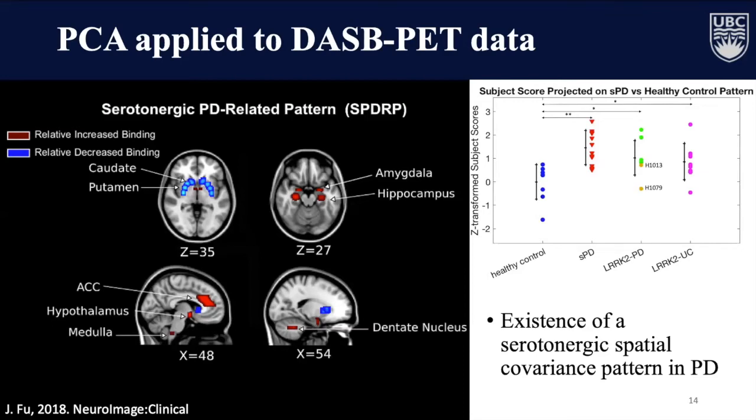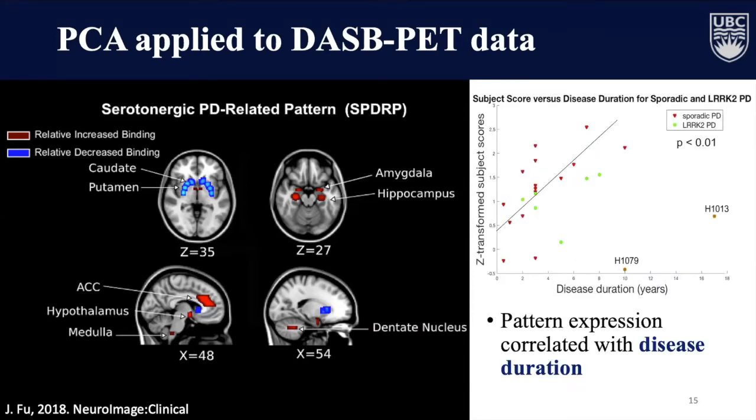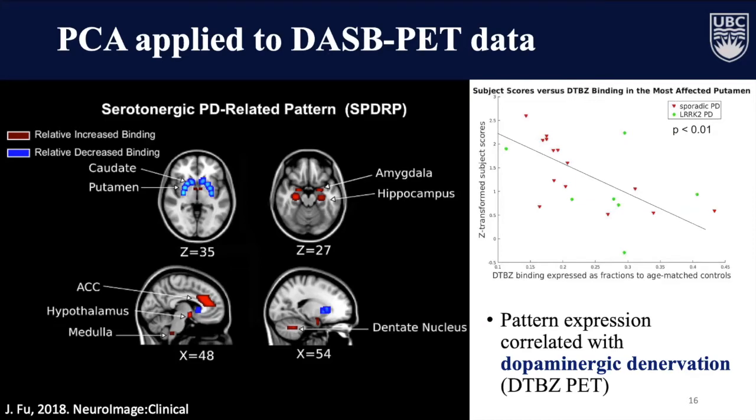So we did find a Parkinson's disease-related spatial pattern in the serotonergic system, where the caudate and putamen show relatively decreased binding, and the anterior cingulate, hypothalamus, medulla, amygdala, hippocampus, and dentate nucleus showed relatively increased DASB binding compared to healthy controls. And the expression of this pattern in Parkinson's patients is significantly higher compared to healthy controls. And interestingly, the expression of this pattern in Parkinson's patients correlated significantly with disease duration, and also with the level of dopaminergic denervation.